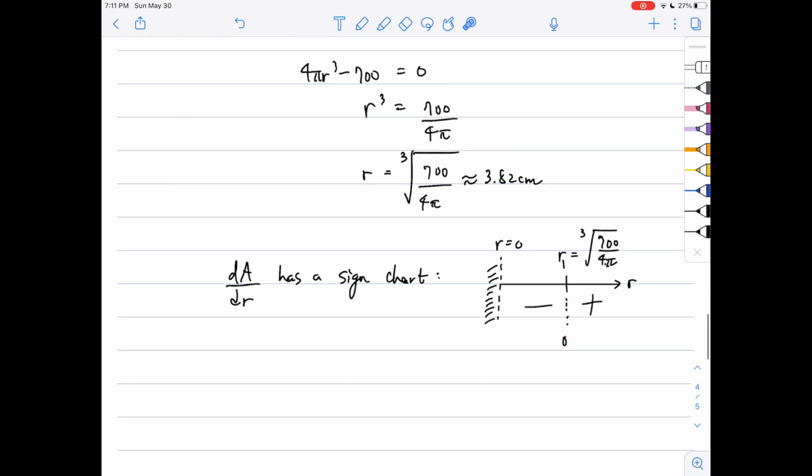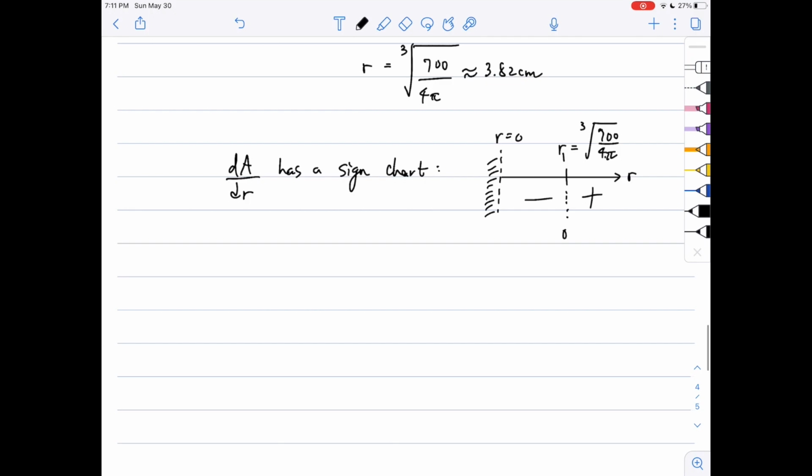Okay, so you could say something like, therefore, at r equals, I'm going to use the approximate value, at approximately r equals 3.82 centimeters, we have a local min. And this is very important to do because the question's asking you to minimize the surface area. So you have to make it clear to the reader that you found a local min, and you have to make a sign chart of some kind.